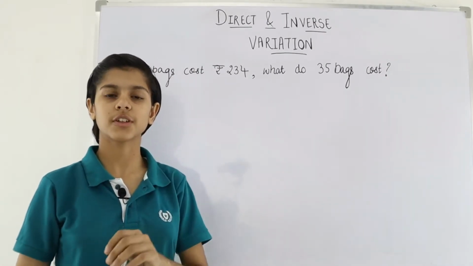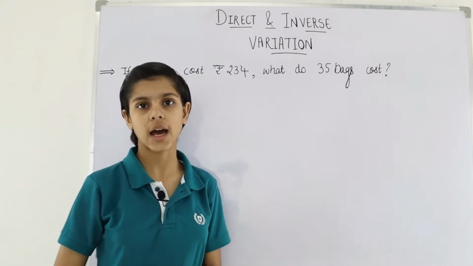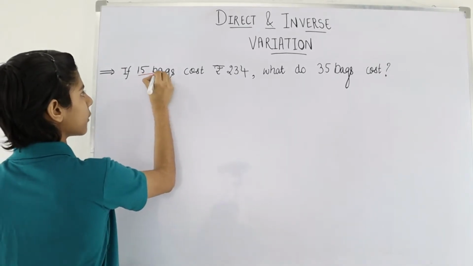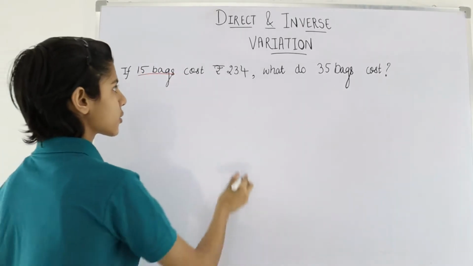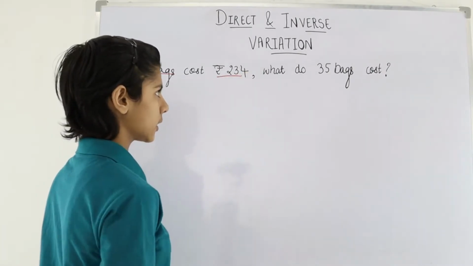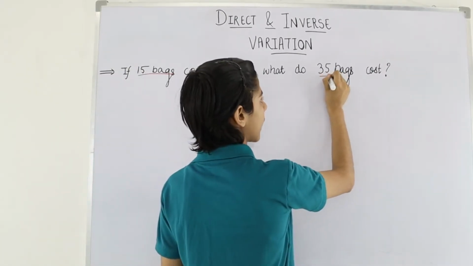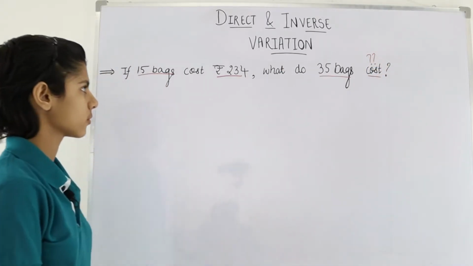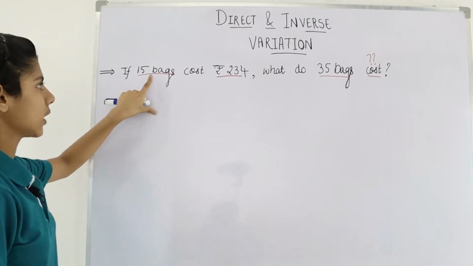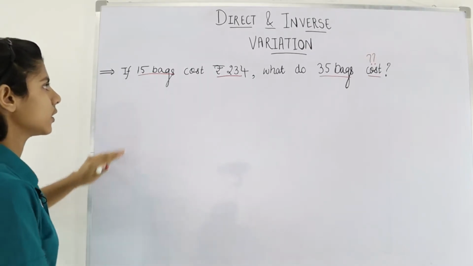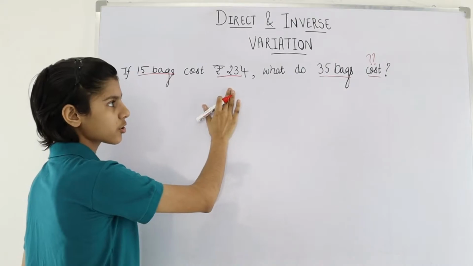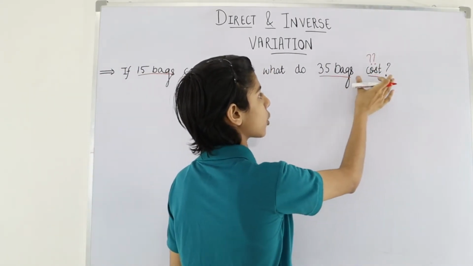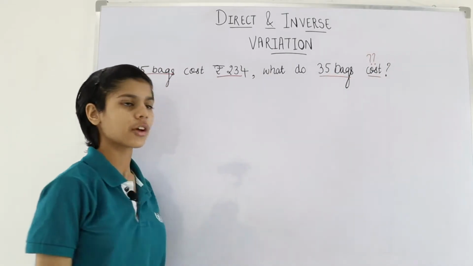So in this question, firstly we will highlight what is asked and what is given. So we will write here we are given 15 bags. Its cost we are given. Then we have to find the cost of 35 bags. So we will underline that here we are given 15 bags, its cost, and in the next part of the question it is asking the cost of 35 bags.